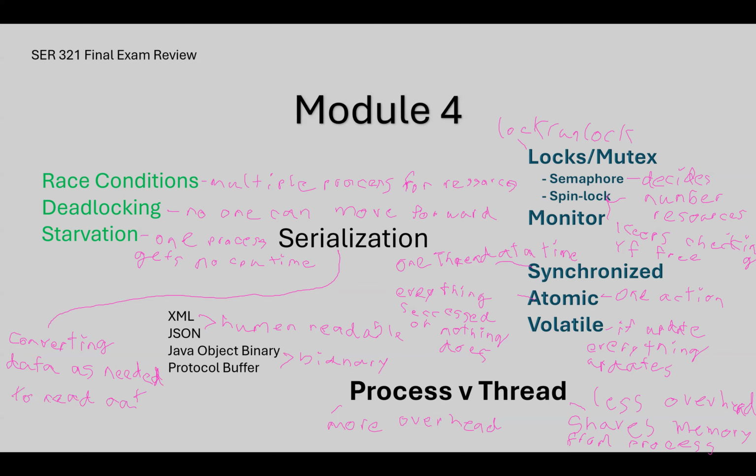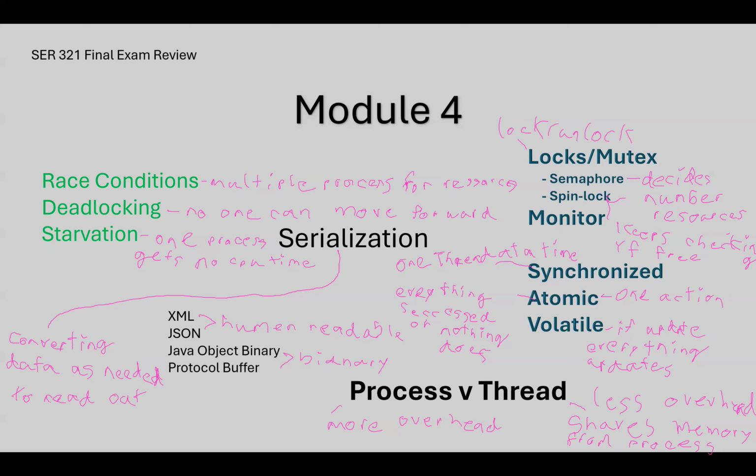Like a Java object binary, you convert a Java object into binary. So when it's read either from a file or over a network, you know that the data was serialized in this way. So you know exactly how to get useful information out of it, if that makes sense. And I forgot what you said the serialization was for. Converting data as needed, so you can read what you write, basically.